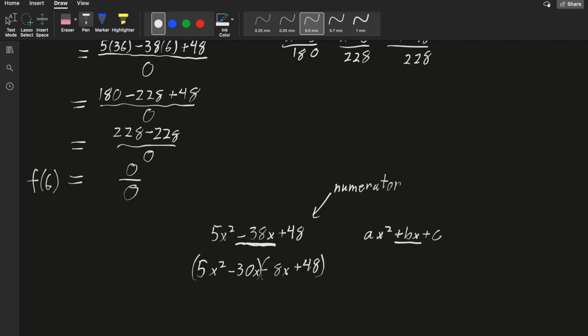I tend to draw parentheses around it. You can draw brackets, you can draw boxes, you can write them out with a little more space than I gave. There are a few options there.